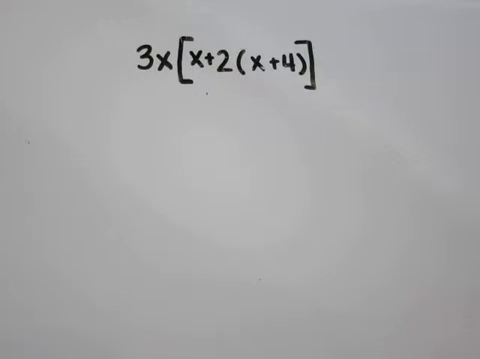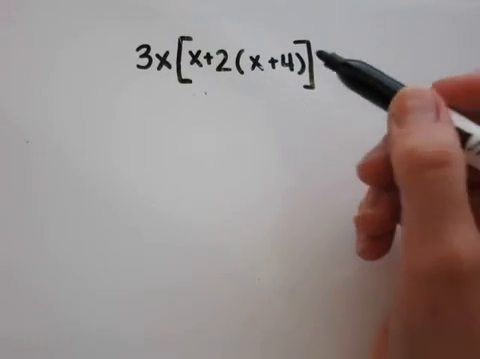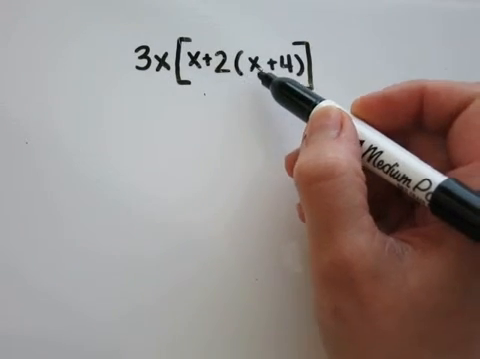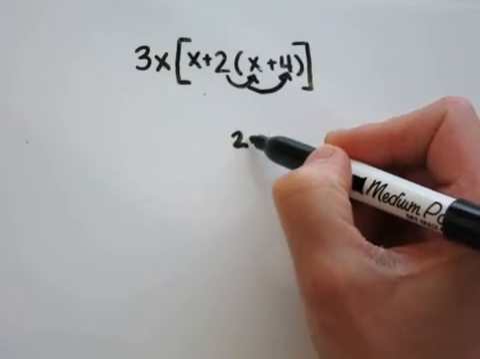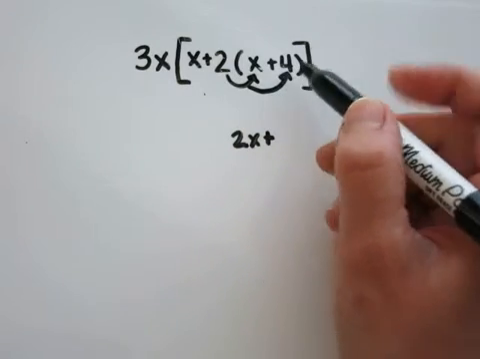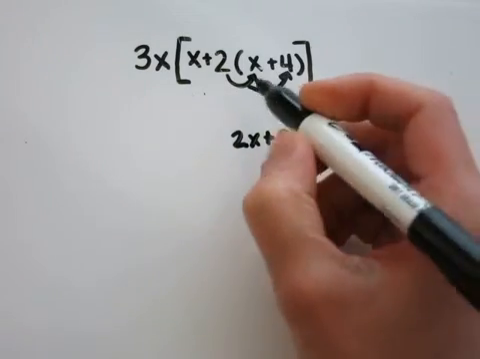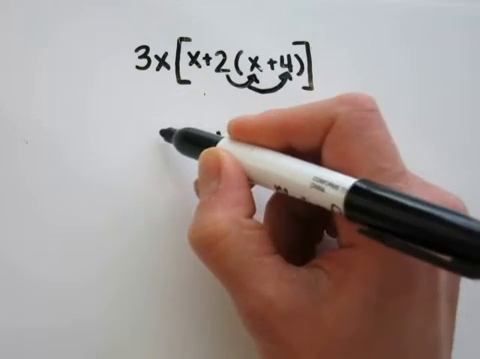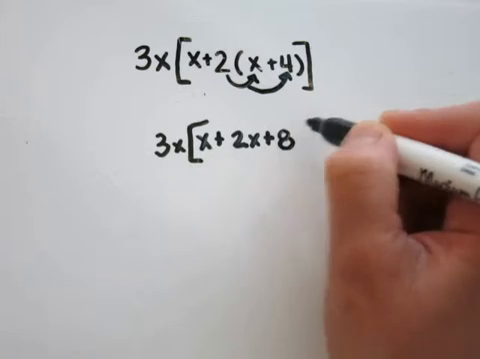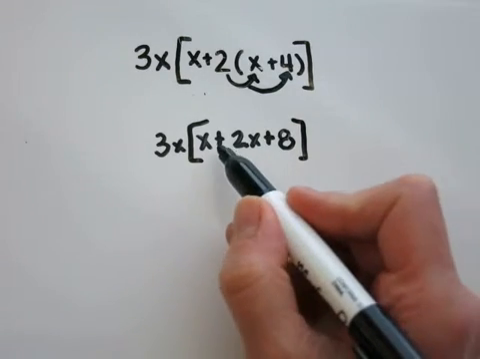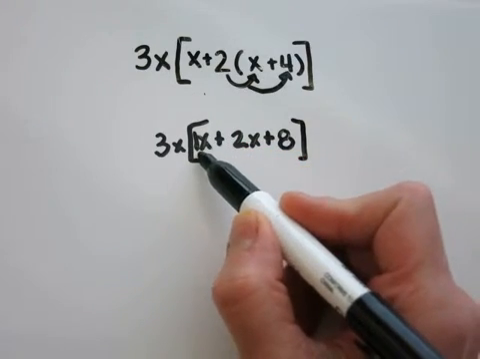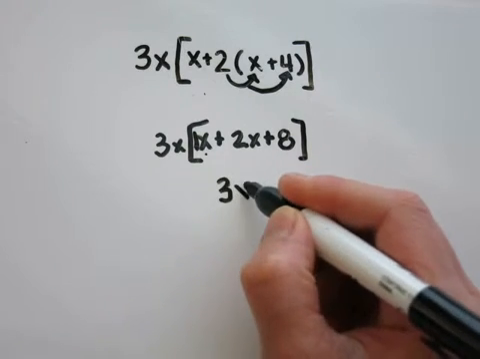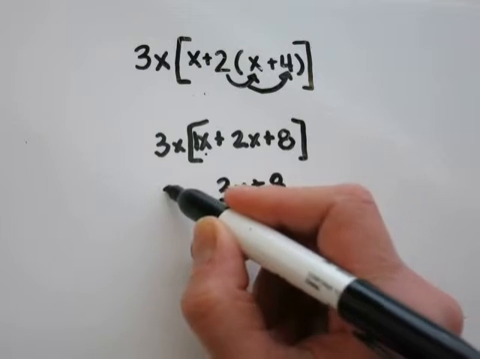Problem 16, 3x times x plus 2 times x plus 4. We're going to start solving the problem working from the innermost parentheses out. So distribute. 2 times x is 2x. 2 times 4 is 8. Carry everything else down. I can combine like terms. I have an x and a 2x. This is the same as 1x. So 1 plus 2 is 3. Gives me 3x plus 8.